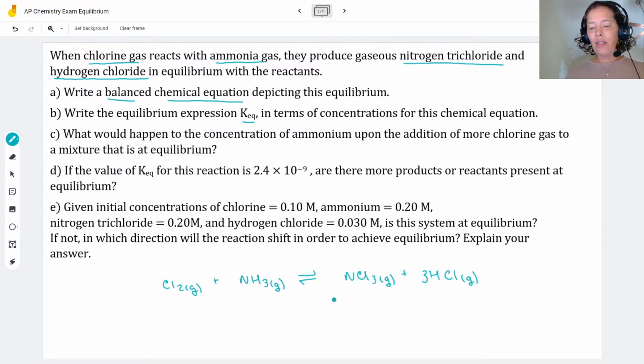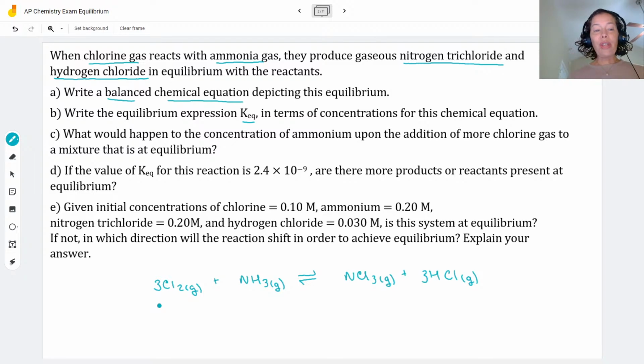Now, this is a little bit tricky. When you're balancing your chlorines, remember you've got chlorine in 2 places here. So I have 3 here and 3 here, which means I have 6 chlorine atoms, which means I need a 3 right here. So again, this is the AP exam testing your knowledge of all of these other small things, even though they didn't specifically say, hey, make sure that you've got the right molecular formula here.